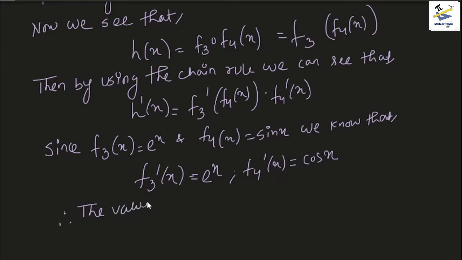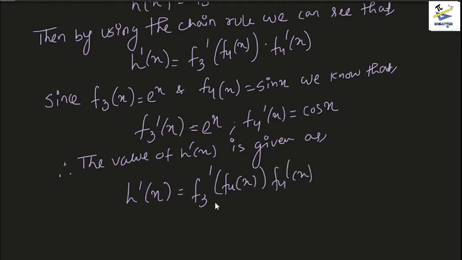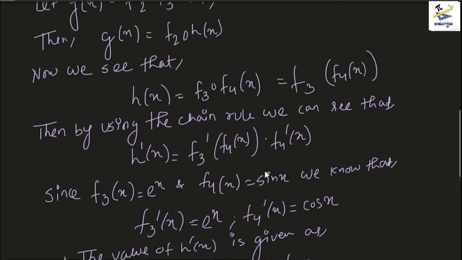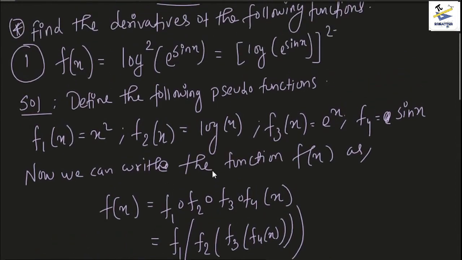Therefore, the value of h prime x is given as h prime x equals f3 prime of f4 of x into f4 prime of x, which means it's basically e to the power sin x into cos x. So this is our number one. So once we are done with h prime x, what we would like to go on to is g of x, and f2 is basically log x.